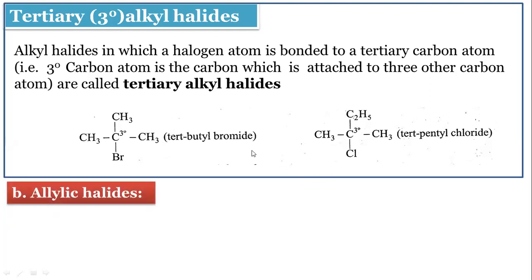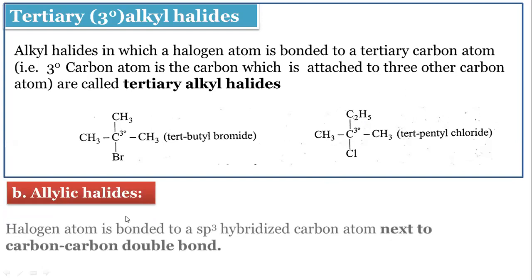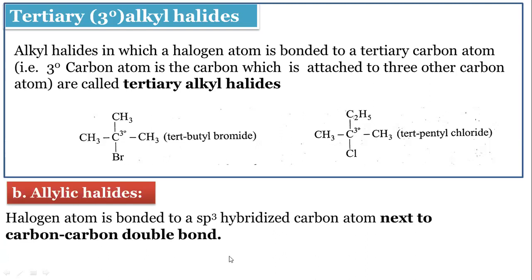Now this is about the alkyl halides. Three types of alkyl halides are explained: primary, secondary, tertiary. Now the second class is allylic halides. Allylic halide means, I will show the example first, then we will understand. See, this halogen is attached to the carbon, and this carbon is attached to the double bonded carbon, meaning a carbon-carbon double bond. If such a structure is there, then it is called allylic halides. Now see the explanation.